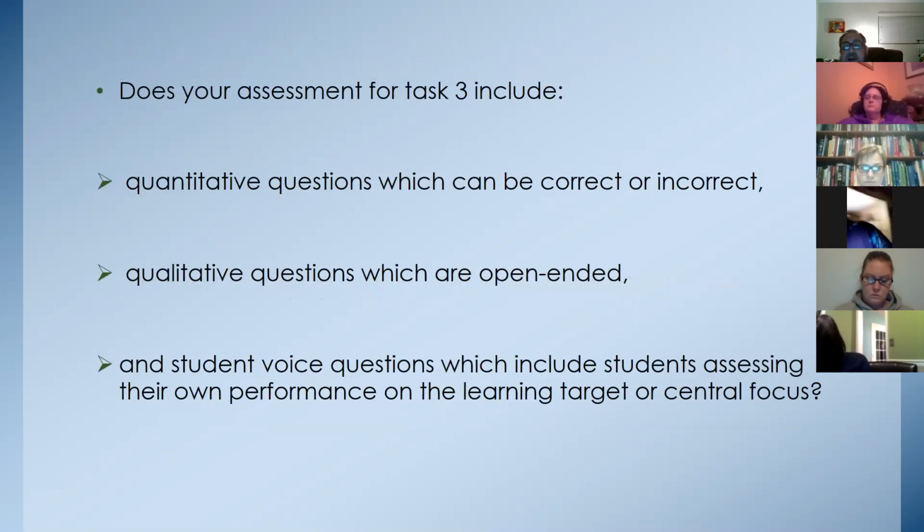Does your assessment for task 3 include the following? Quantitative questions, which can be correct or incorrect. Things like multiple choice. Qualitative questions, which are open-ended. So then you would be dealing with short answers or questions that are essay questions. Remember, these can be oral as well.